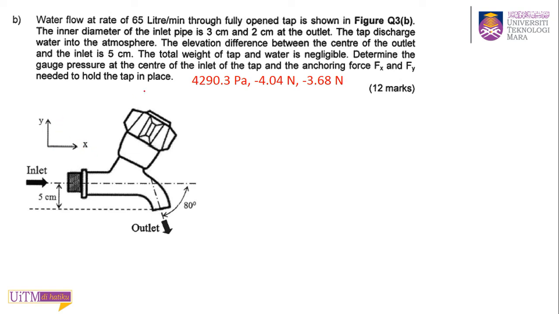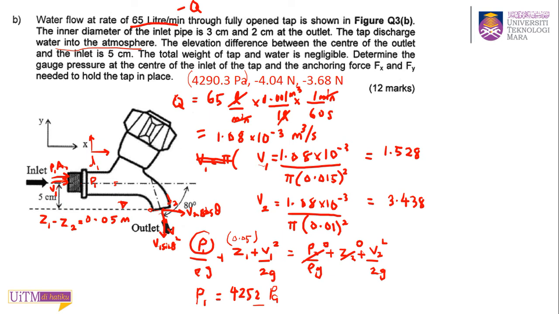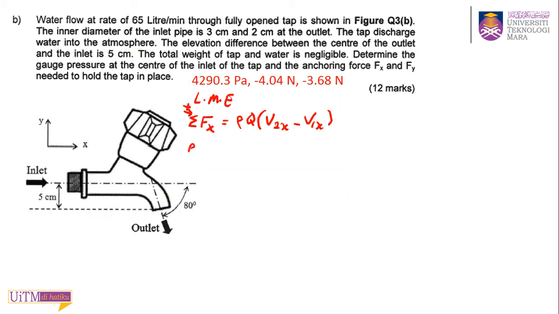Rx and Ry, using the linear momentum equation. Summation of Fx, so this is positive, your reference to the x to the right is positive. Fx equals rho times Q times V2x minus V1x. So you have the force in x direction as P1A1, and you have your Rx.